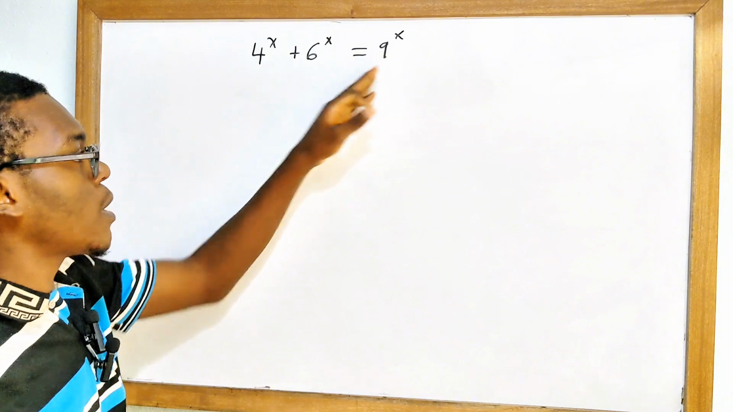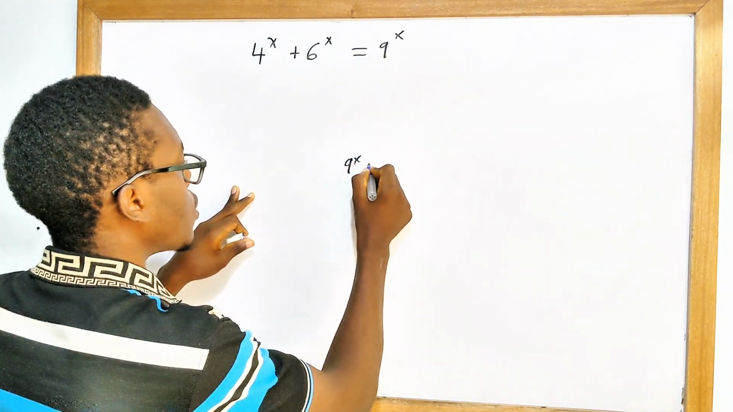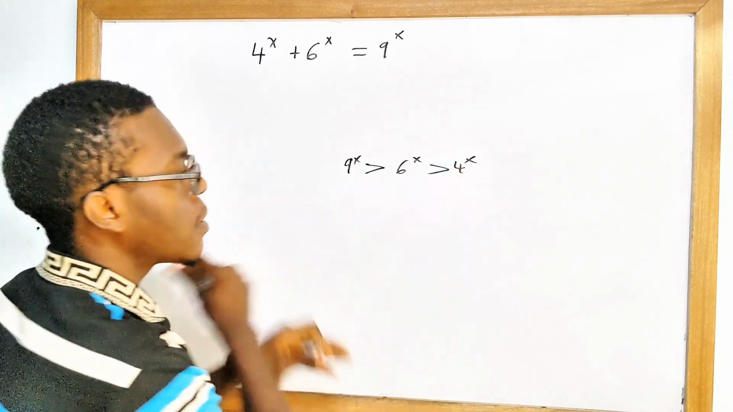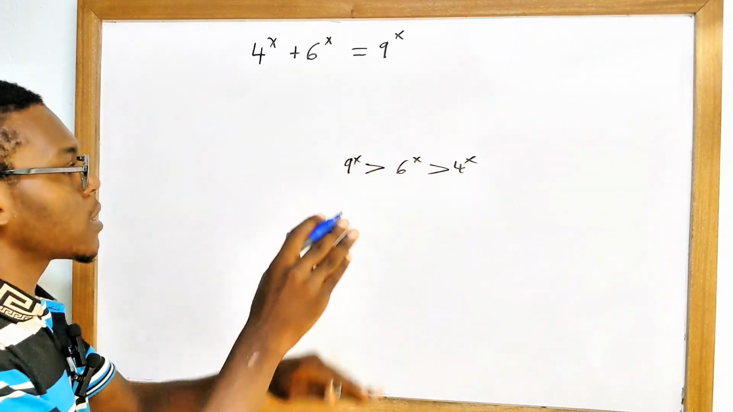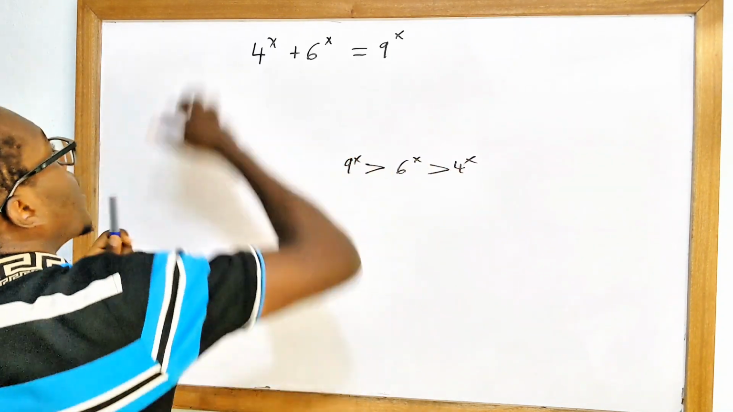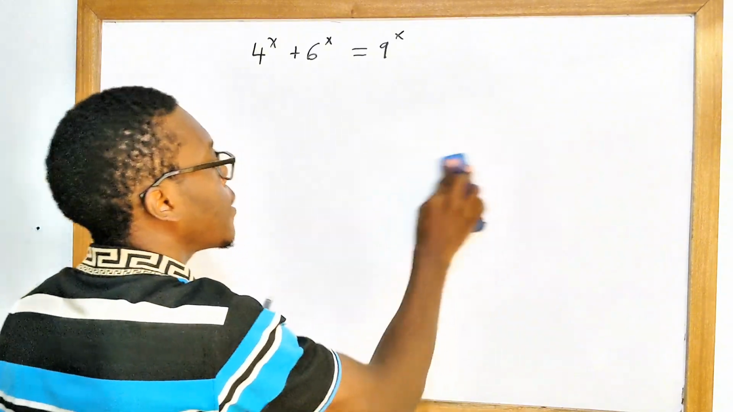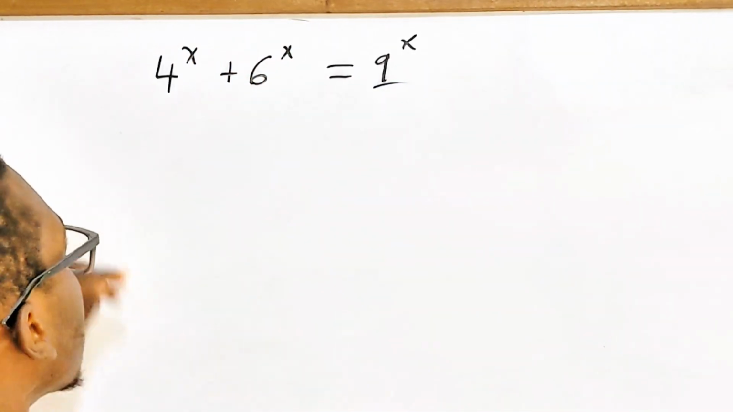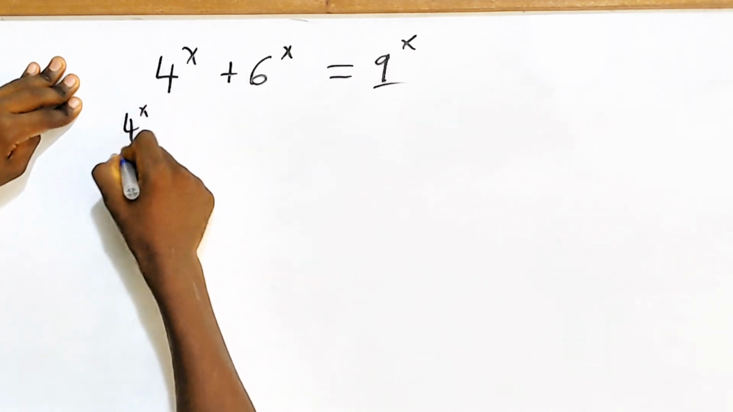9 to the power x is automatically greater than 6 to the power x, which is greater than 4 to the power x, because x is the same. Automatically 9 to the power x is greater. Hence we have to divide everywhere by this. Watch it. We are going to have 4 to the power x all over 9.